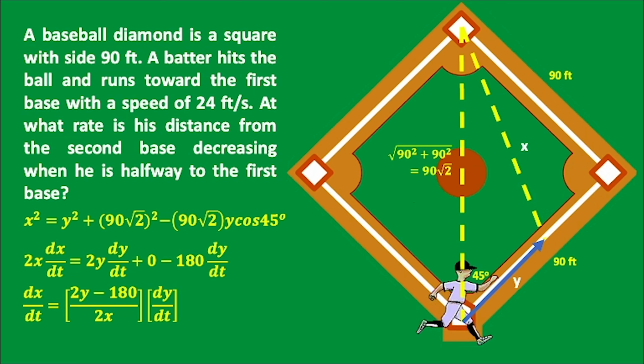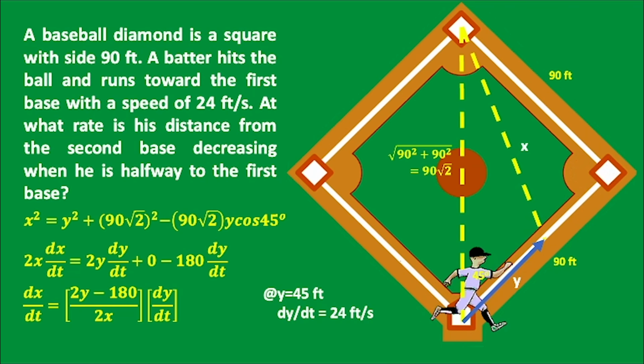To get the value of dx over dt, we need the values of x, y, and also dy over dt. From the given, we have y as 45 feet because that is the midpoint of the distance from the starting position to the first base, and dy over dt is the speed of the batter, which is equivalent to 24 feet per second.